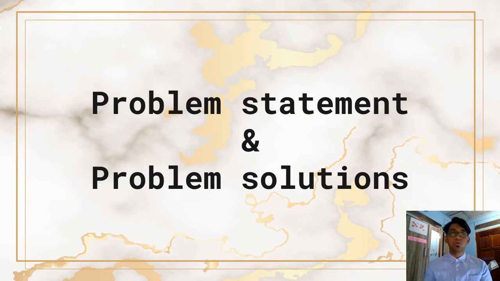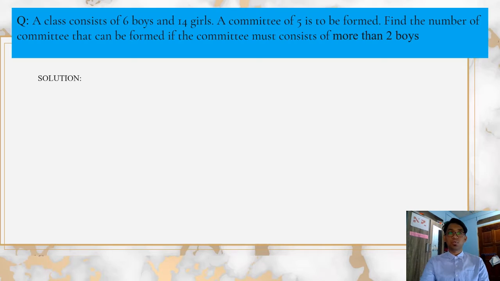Okay, I will continue with the problem statement and the problem solution. The problem statement is to find the number of committees that can be formed if the committee must consist of more than 2 boys, from a class that consists of 6 boys and 14 girls. So for the solution, we have 3 options, because from the question we know that the committee must consist of more than 2 boys.